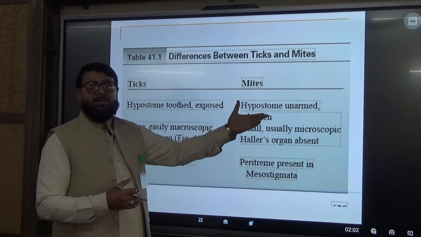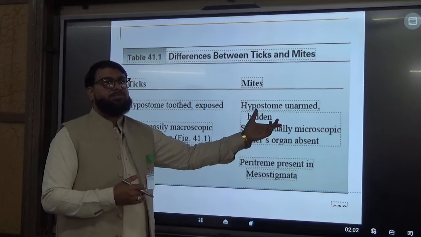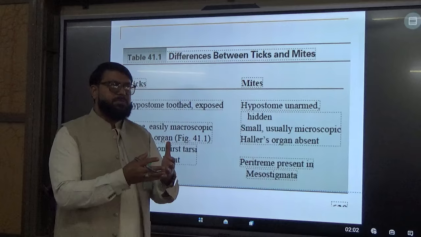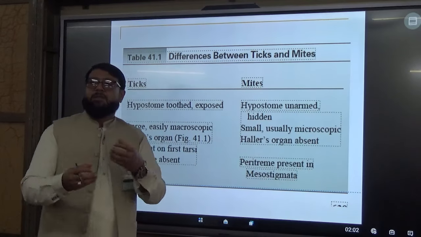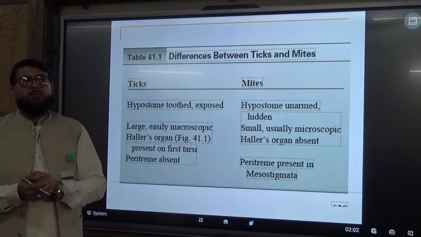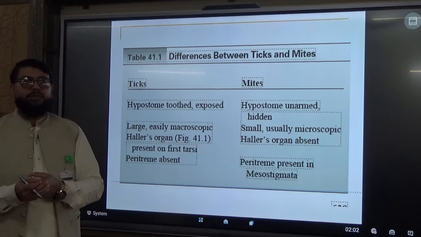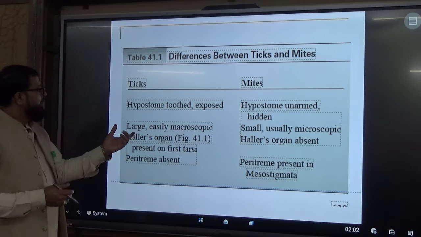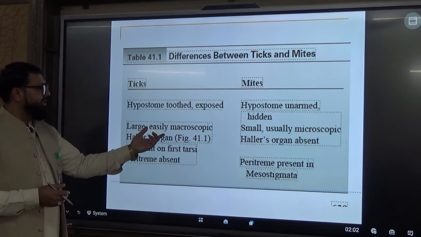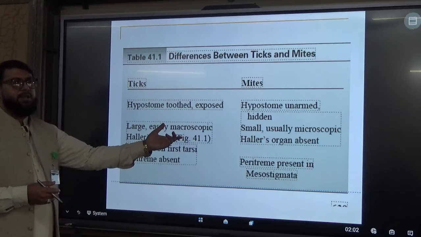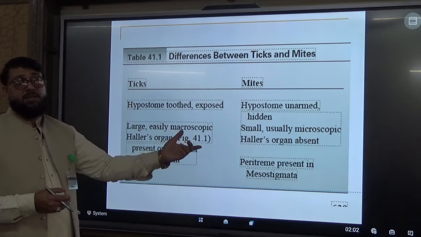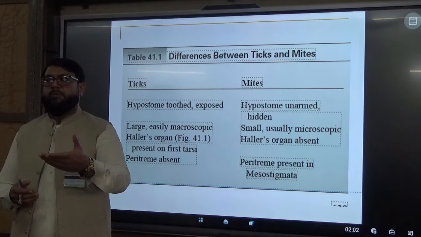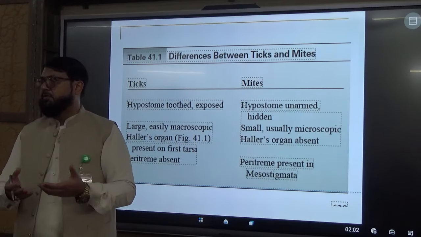And as we mentioned, the mites do not feed on blood. They just release digestive juices at the point, causing proteolysis, and all the digested material is taken up by the mites later on. Ticks are large, easily macroscopic, and visible with the naked eye, and we mentioned their sizes: the original size is increased up to 200 times when they are repleting, when they are feeding on blood.